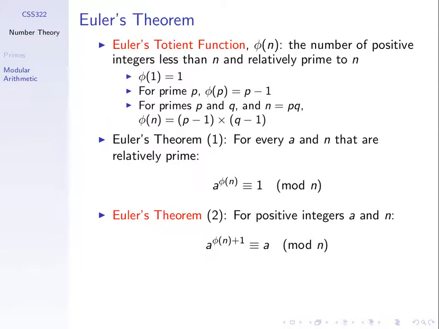The last one is Euler's theorem, and it makes use of Euler's totient function. For every a and n that are relatively prime, a to the power of the totient of n is equivalent to 1 in mod n. And another way to express that, for positive integers a and n, which still need to be relatively prime. I don't know why I haven't said that. So still relatively prime, but it's just another way to write this: a to the power of the totient of n plus 1 equals a in mod n.